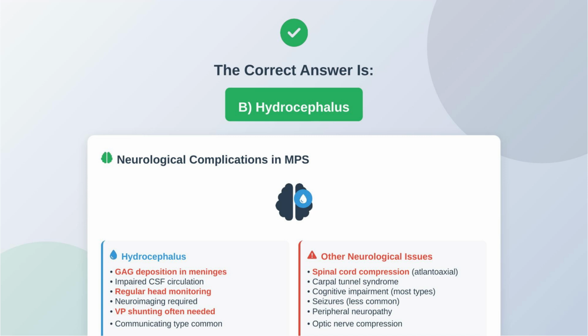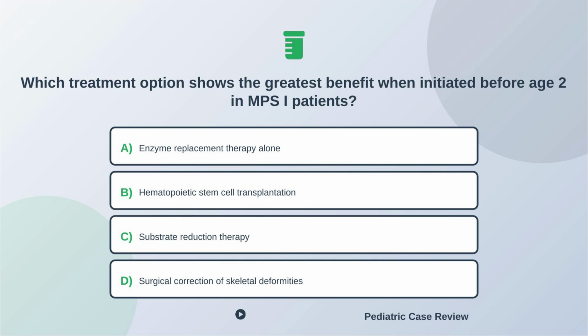Hydrocephalus is a significant neurological complication in MPS that requires regular monitoring through head circumference measurements and neuroimaging. It results from glycosaminoglycan deposition in meninges and arachnoid villi, impairing cerebrospinal fluid circulation. Ventriculoperitoneal shunting is often necessary. Other important neurological complications include spinal cord compression from atlantoaxial instability, carpal tunnel syndrome, and cognitive impairment in most MPS types except Morquio syndrome. Let's discuss treatment options.